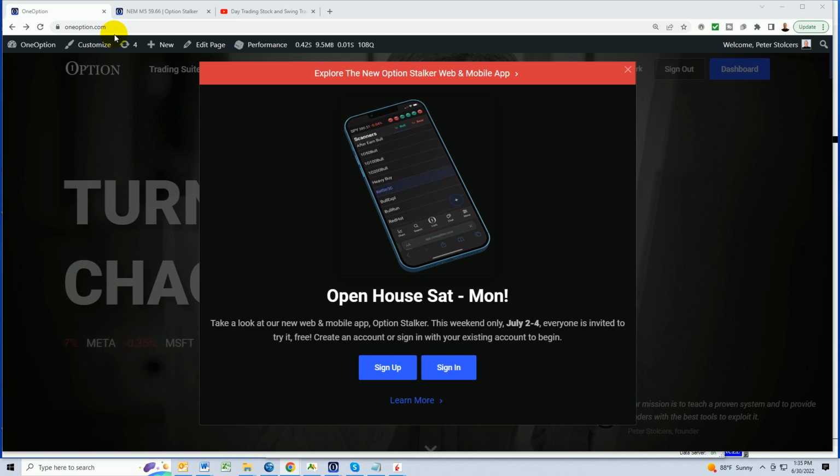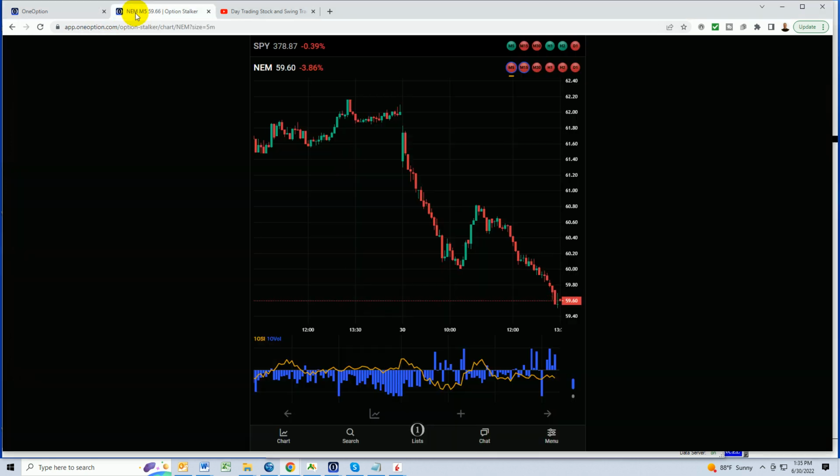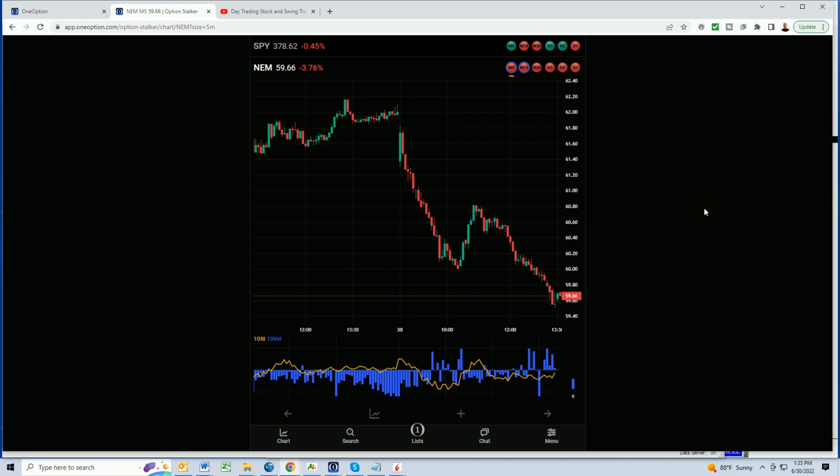So let's take a look at it real quick. Again, I'm not going to be talking about the previous trades. I'm going to be just using this to find trades right now. NEM was a short that I took earlier today, right up in here. You can see this is a 5-minute chart, had this beautiful sell-off and this nice rally.